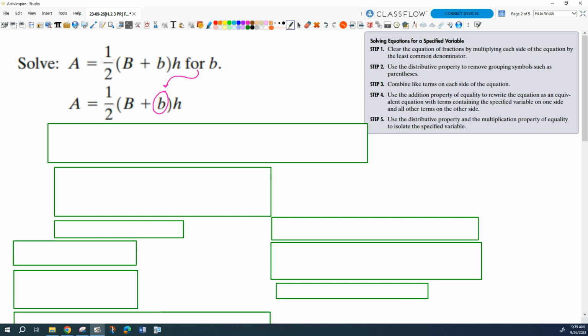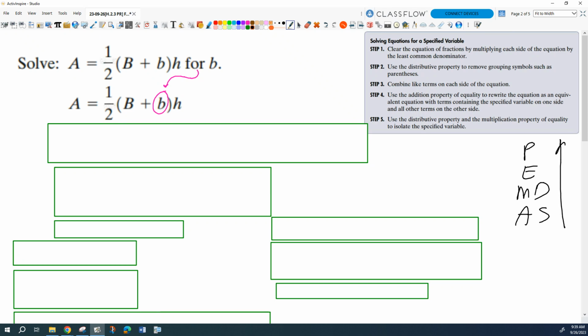I can point to a single b, so I don't really have to do any simplification. Now, on here, they tell you to use the distributive property to remove grouping symbols. So they would say distribute the 1/2 and the h. I don't agree with that. You can, but I think there's a better way to do it. If we look at our PEMDAS tree, that's not really what inverse operations tell us. We're going in that direction if we're isolating, aren't we?